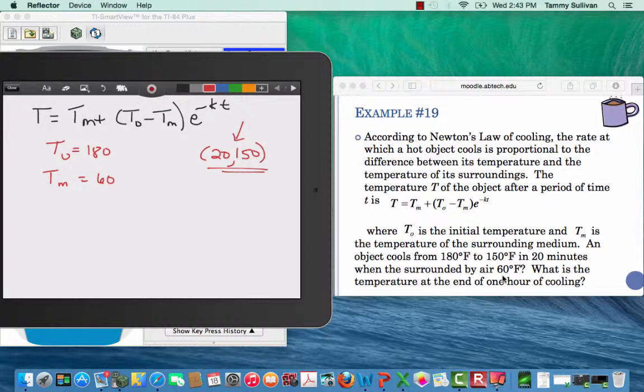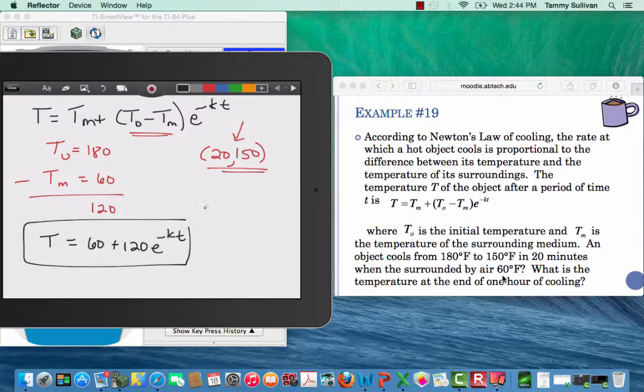So what you're going to do here is, in there is going to go this difference. So when I subtract those, I get 120. And then this formula becomes T is equal to 60 plus 120 e to the negative kt. So I've got my formula. Problem is I've got two unknowns, so I'm going to use this point. I know in 20 minutes it goes to 150, where t is 20 and the temperature is 150, and we're going to substitute that in there. So I'm going to have 150 for my T, 60 plus 120 e to the negative 20 for my t, k.